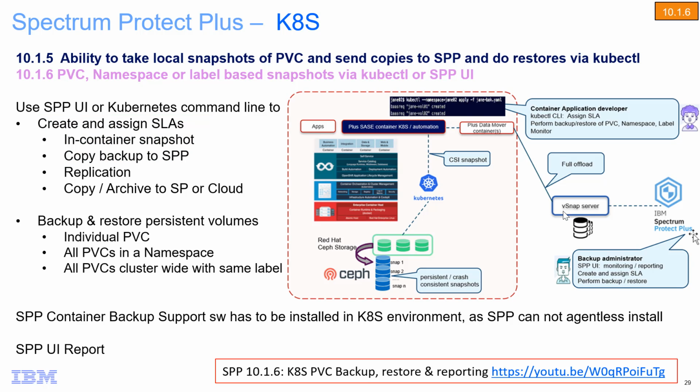A restore can occur from either the snapshot version inside of Kubernetes or the copy version inside of Spectrum Protect Plus vSnap. The other thing to remember about this environment is that because Spectrum Protect Plus cannot do an agentless install of the BAS namespace that's required to support this snapshot and copy capability, the Kubernetes administrator has to install the Spectrum Protect Plus container backup support software into the Kubernetes environment. And this is all going to become important when we start talking about what we now support in 10.1.7. So let's go to that.